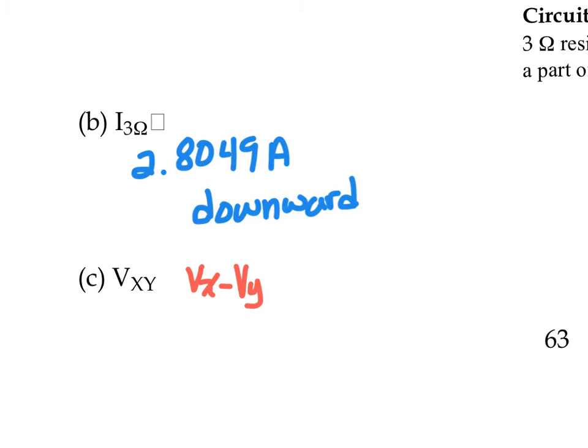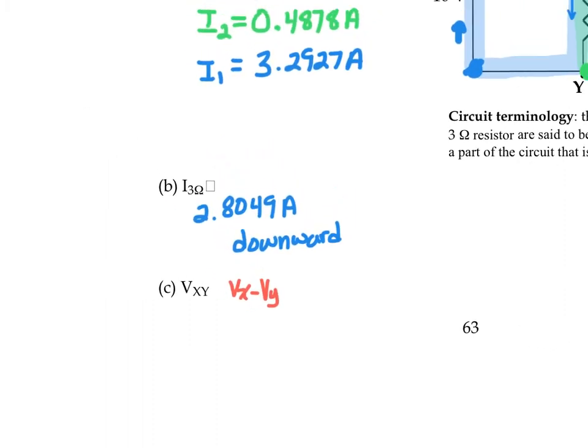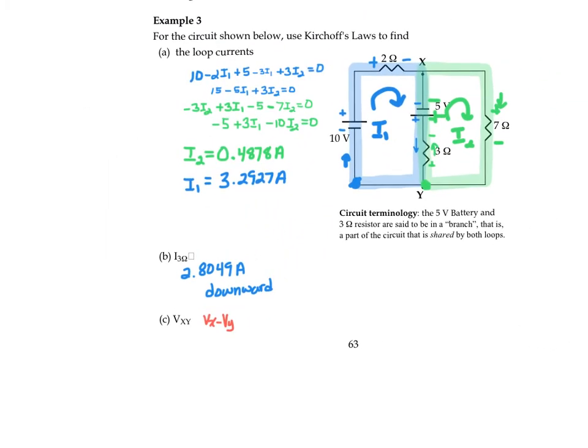So in other words, if the electric potential at X is higher than the electric potential at Y, Vxy will be a positive number. If the electric potential at X is lower than the electric potential at Y, Vxy will be a negative number. In this case, we'll find that it is indeed a positive number.